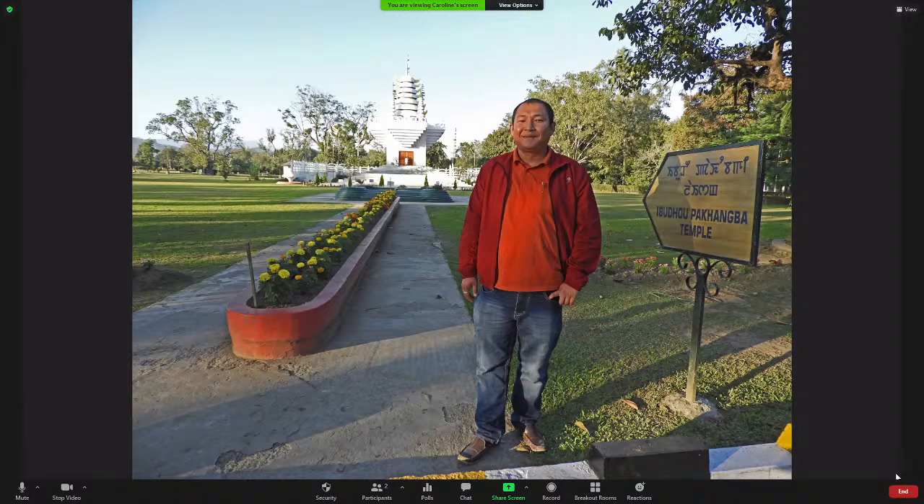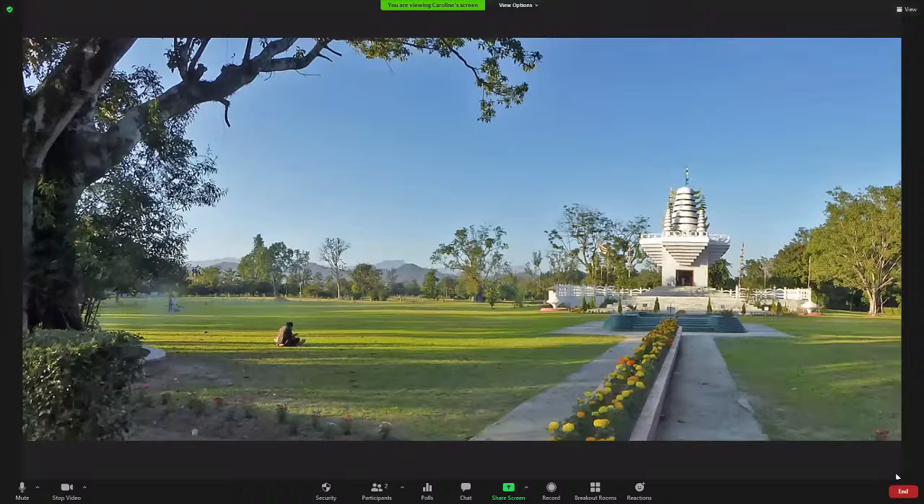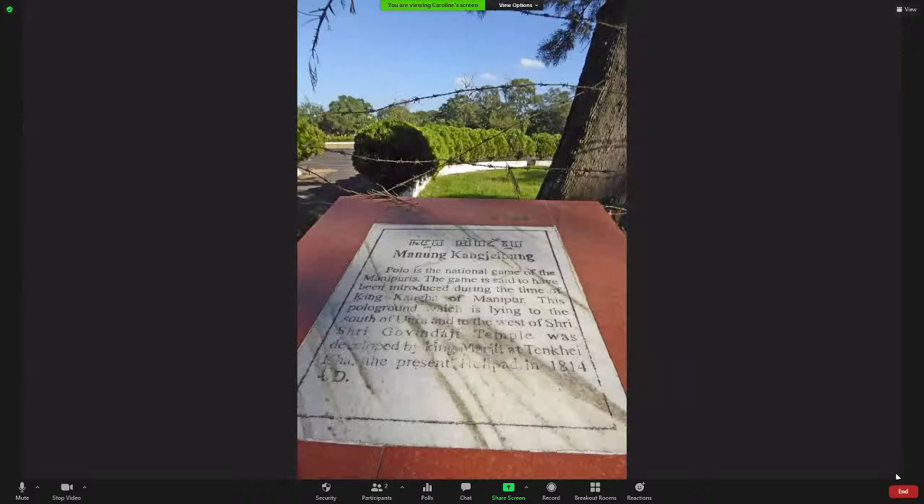The Kangla Fort area was where the rulers lived. A lot of this has been reconstructed, and what very few people know is that it's here in Manipur state that polo was first invented as a game. I'm not quite sure how all this came about, but anyway, it's been taken up all over the place now.